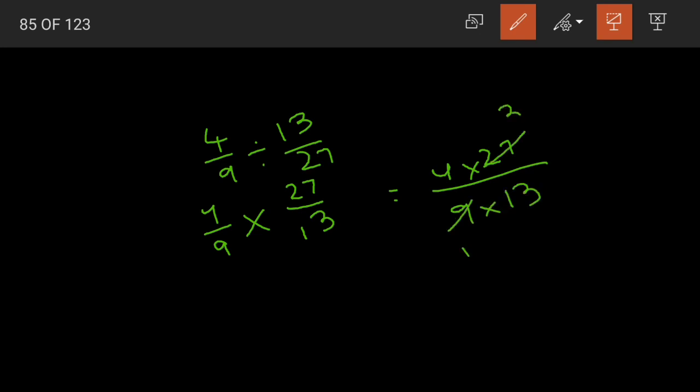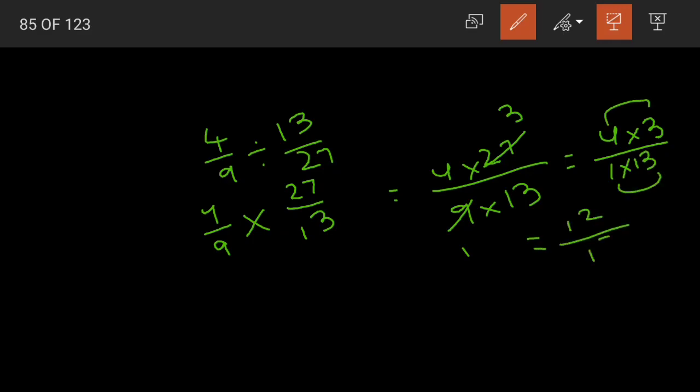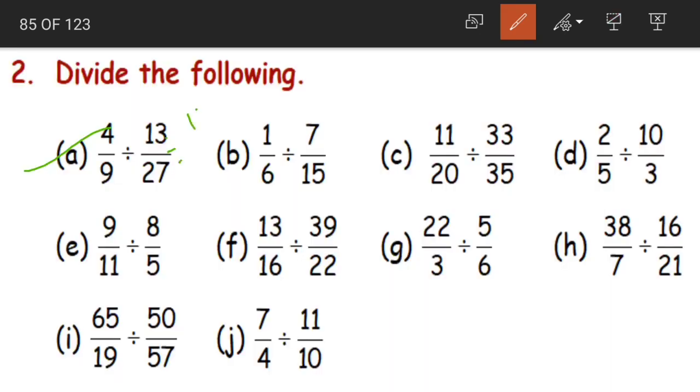9 ones are 9, 9 threes are 27. So in the numerator we have 4 into 3. In the denominator we have 1 into 13. 4 threes are 12 divided by 1 13s are 13. So 12 by 13 is our final answer. 12 by 13.